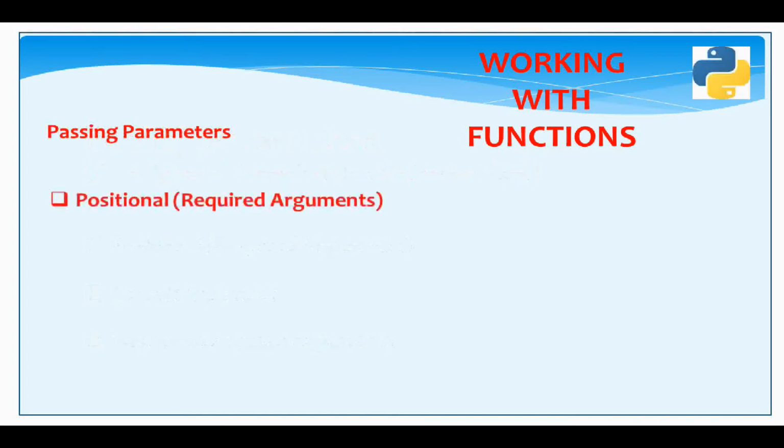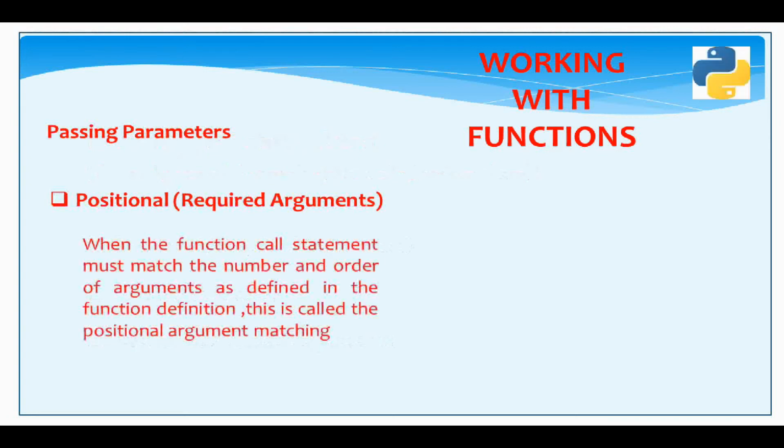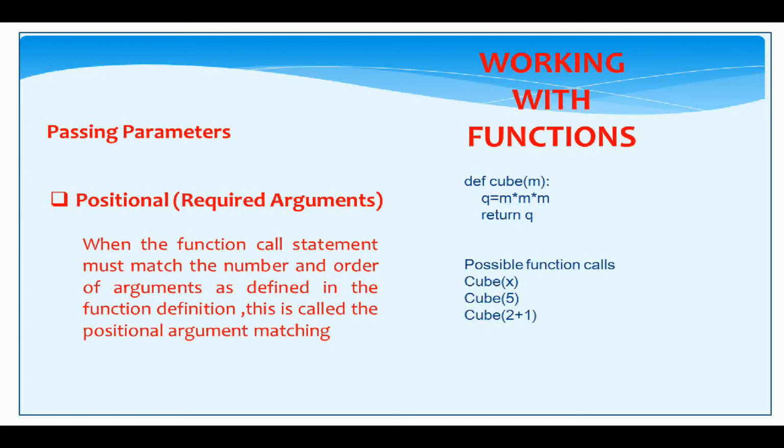First method is the positional argument method. In this method, the function call statement must match the number and the order of the arguments as defined in the function definition. That is, the function arguments matching must be there, not only in the order but also in the number required.